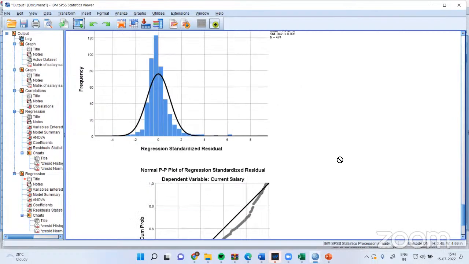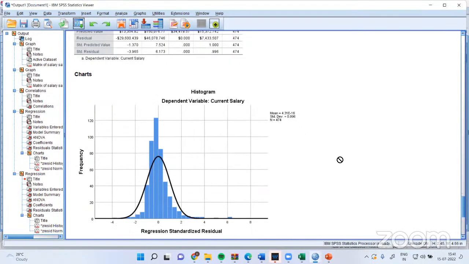Got it? Have you got it? Is it normally distributed? Just check it. Yes, sir. Right. So this is the way we are studying the residue. It should not have any pattern. It should not be having increasing or decreasing behavior here.